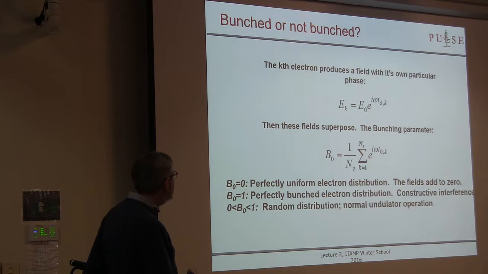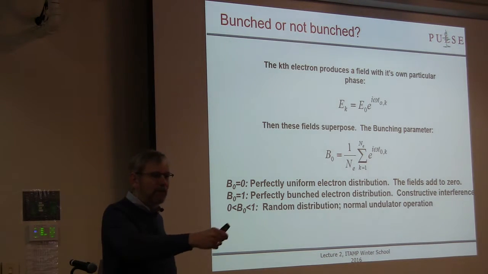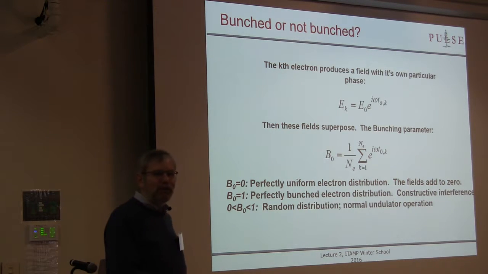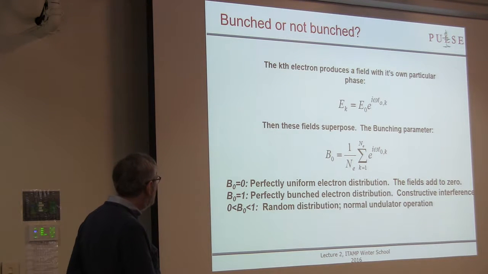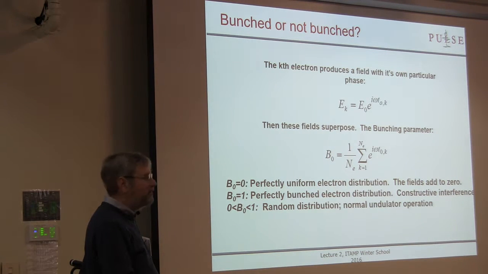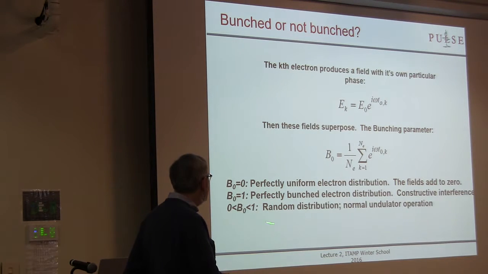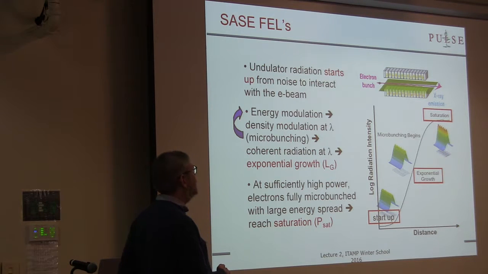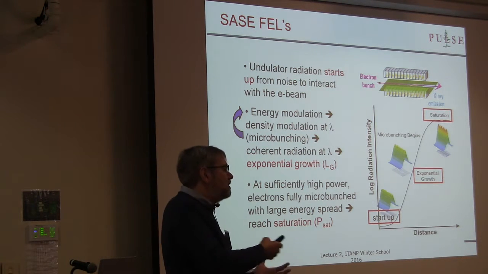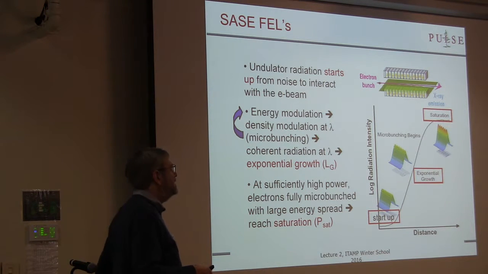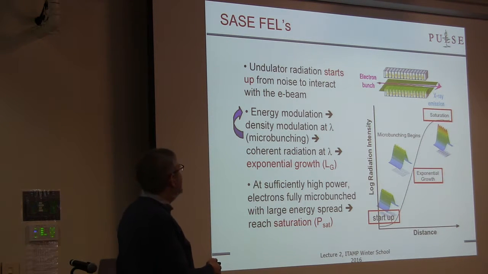If the bunching parameter is 0, it means that my electrons are perfectly uniform, and the fields add to 0, and it's going to be really difficult to make a laser. If B equals 1, they're perfectly bunched. There's constructive interference, and I've already made a laser. If B is in between, they're randomly distributed, and that's the normal situation for FEL SASE operation. The undulator radiation starts up from noise. Noise means just the random fluctuations that produce spontaneous emission of undulator radiation in the FEL.